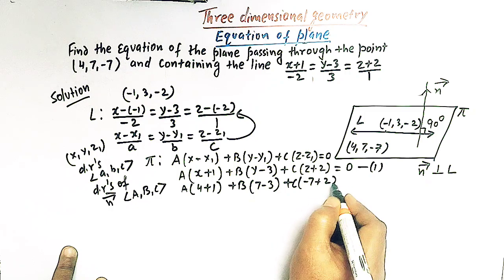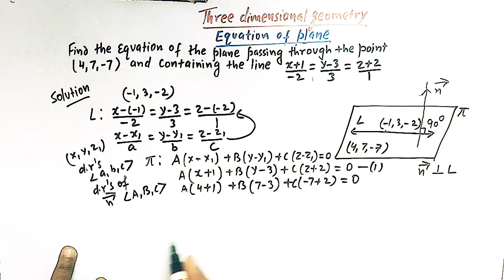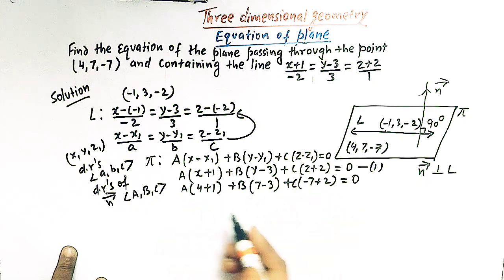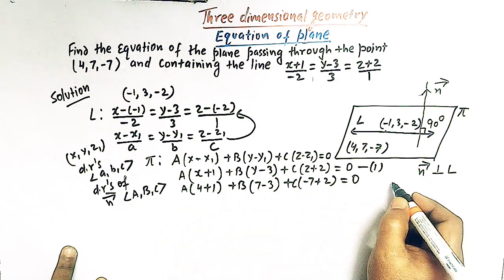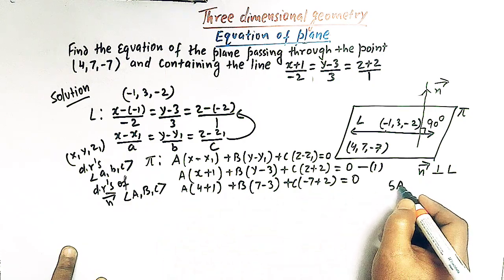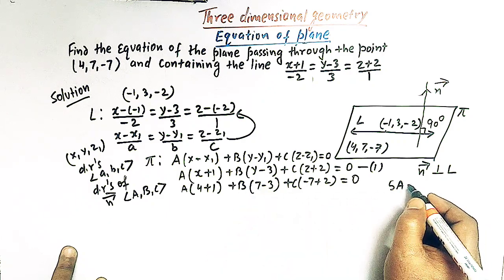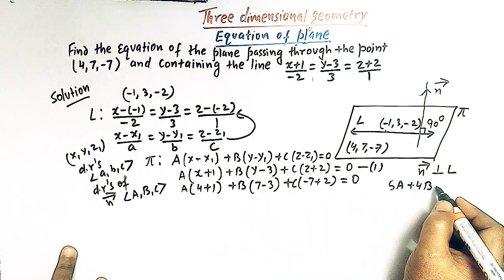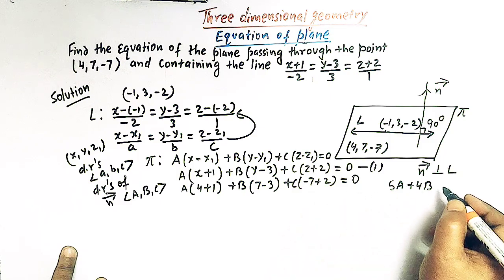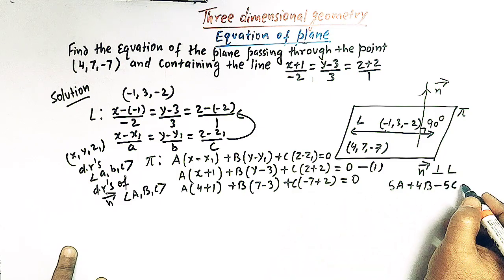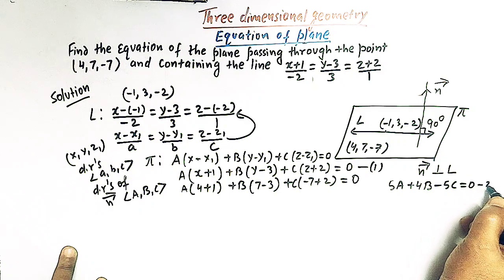So minus 7 plus 2 is equal to 0. So now we have an equation in a, b and c. So this is 4 plus 1, 5. So here we have 5a. Then 7 minus 3 is 4. So we have 4b. And then 2 minus 7 is minus 5. So we have minus 5c is equal to 0.